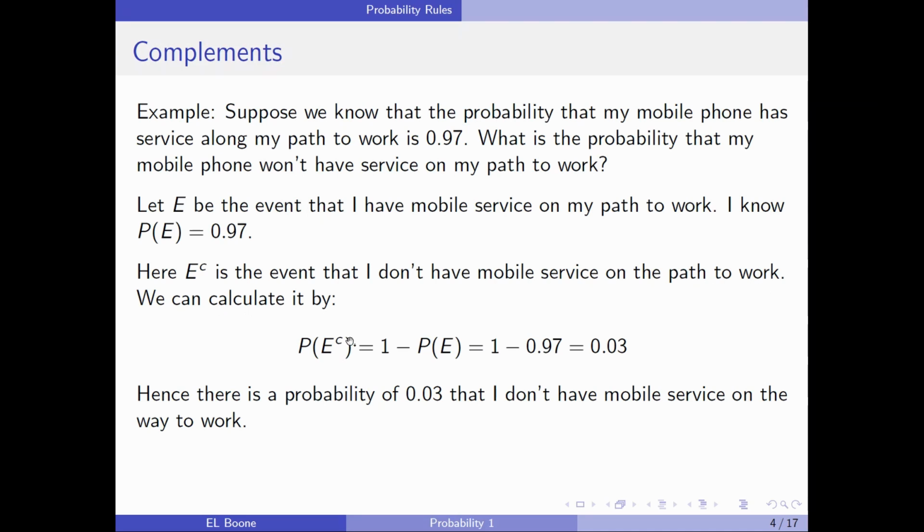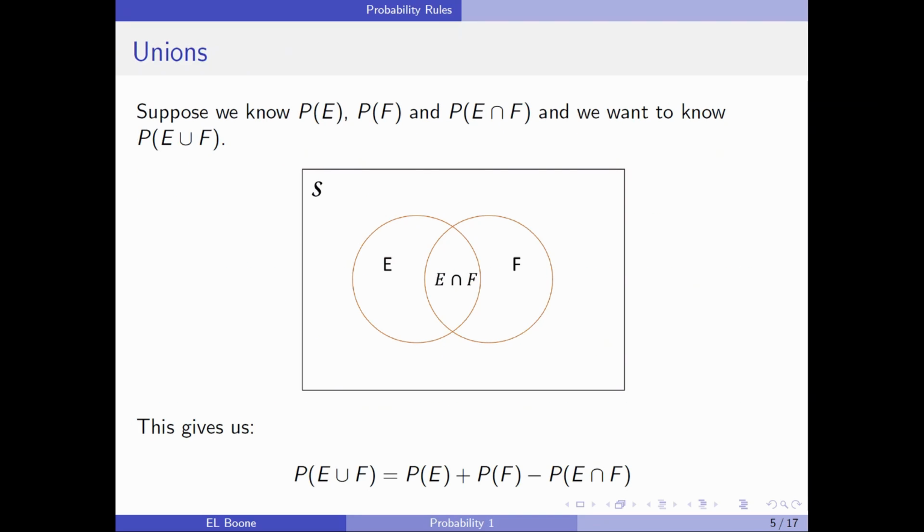So we can calculate it by the probability of E complement is equal to 1 minus the probability of E, which is 1 minus 0.97, which is equal to 0.03. Hence, there is a probability of about 3% that I don't have mobile service on the way to work. Okay, here's another rule that we could use.